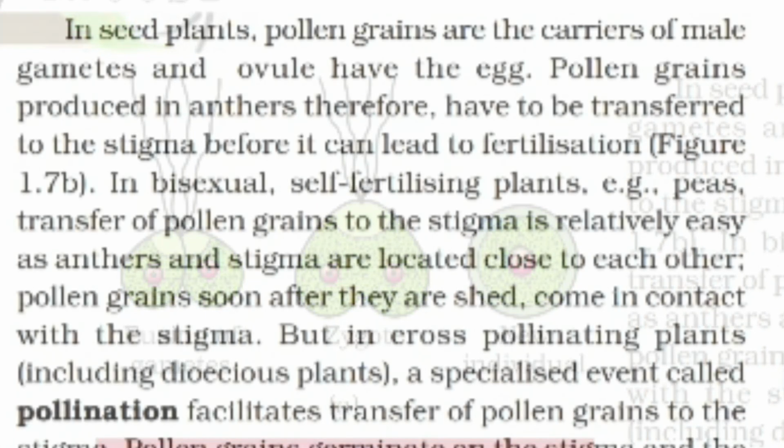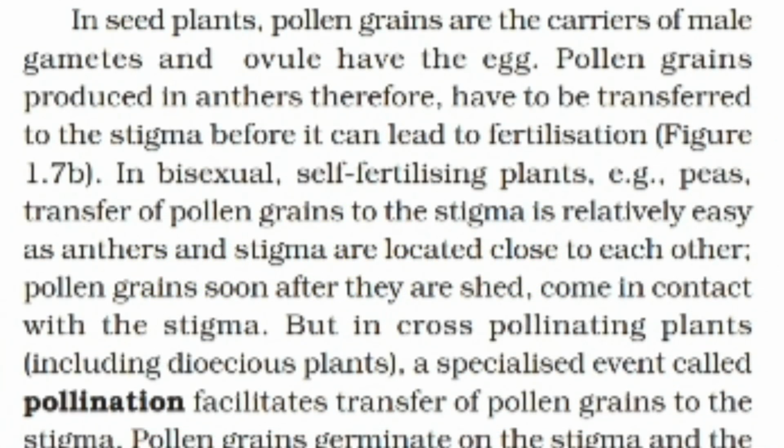We have diversity in our surroundings. Now we have the complexity of different plants also. Besides algae and fungi, we have developed kinds of plants known as gymnosperms and angiosperms. These gymnosperms and angiosperms carry seeds. In these we have different structures for the male and the female plant. In seed plants, pollen grains are the carriers of male gametes and the ovule has the egg.